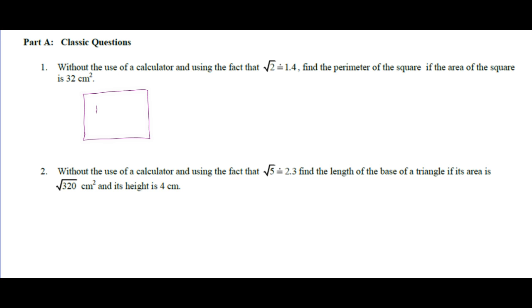Anyways, right, so we know that this area is 32 square centimeters, and we know it's a square, so this side is x, then this side is x.